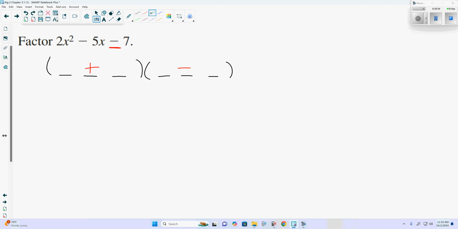Fourth step, find the factors of the first and third term. Our first term is 2x squared. Well, the x squared is kind of nice. It will give us x and x in those first spots.